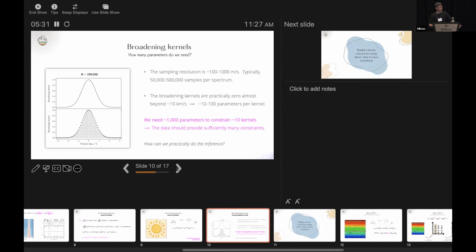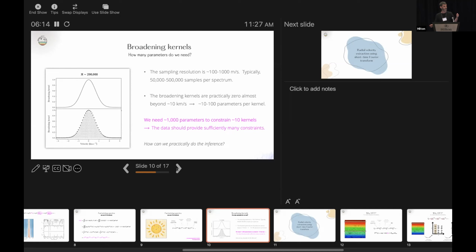Now, it sounds like a hard problem to infer the shapes of the kernels. We have many kernels, so do we have enough data in a single spectrum to derive them? And we claim that there is enough. Let's see why. When I usually think about kernels or spectra, I think about continuous functions, but this is not really the case. These are actually discretely sampled functions. The sampling resolution is, say, somewhere between 100 and 1,000 meters per second, and we have, say, 50,000 to 500,000 samples per spectrum.